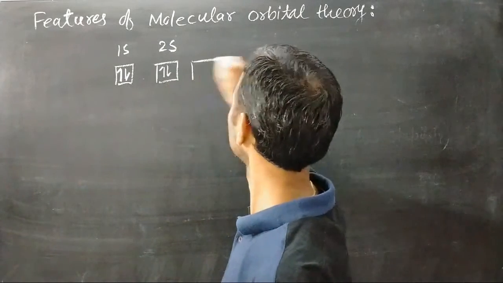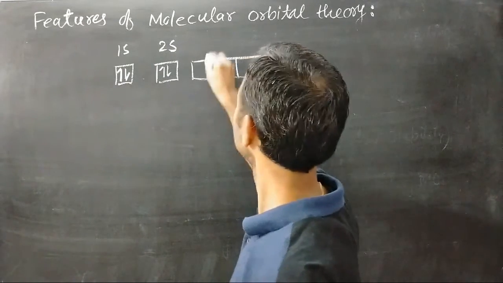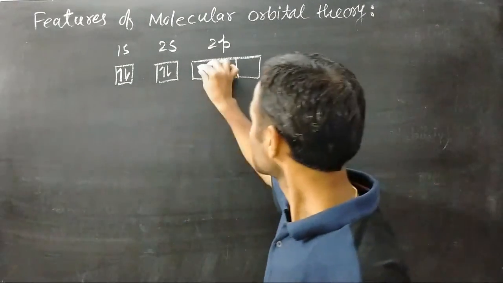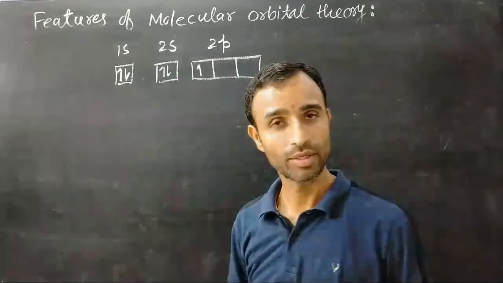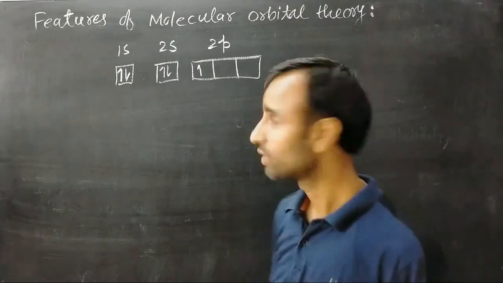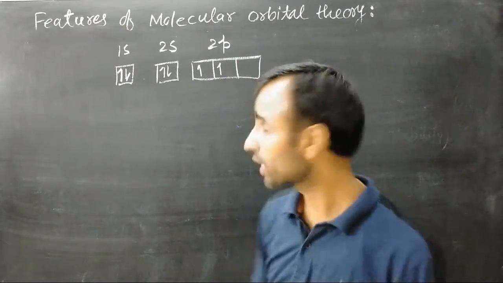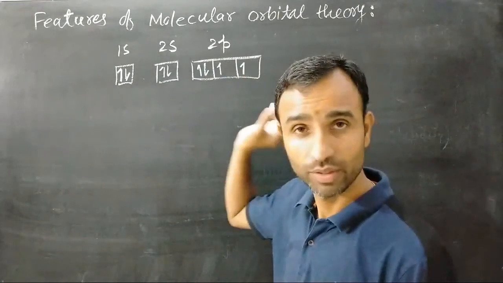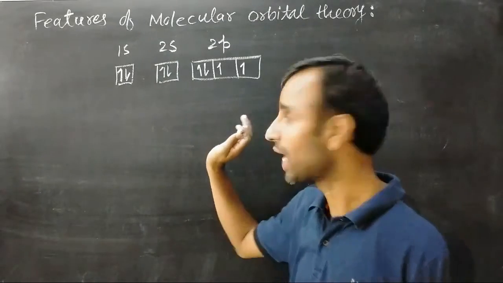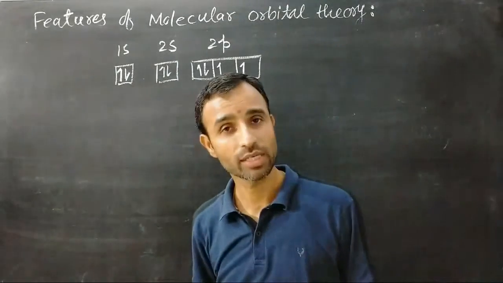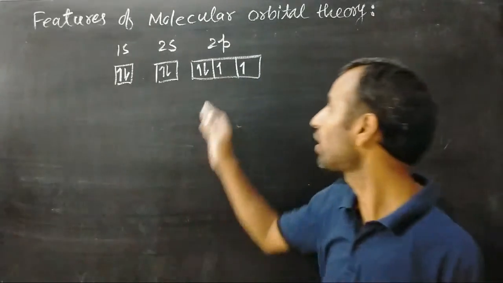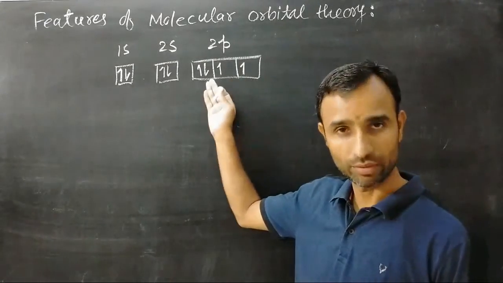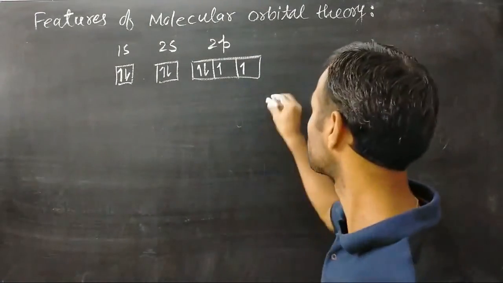1s, 2s, then 2p. 2p has 3 orbitals. So first electron is like this. Second electron is in a different orbital. Third electron is also in a different orbital. And then pairing starts. So what is this principle? Pairing does not take place until and unless all the orbitals of similar energy are singly filled. It is Hund's rule.